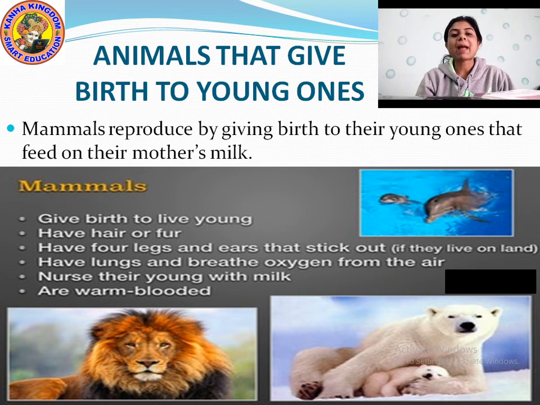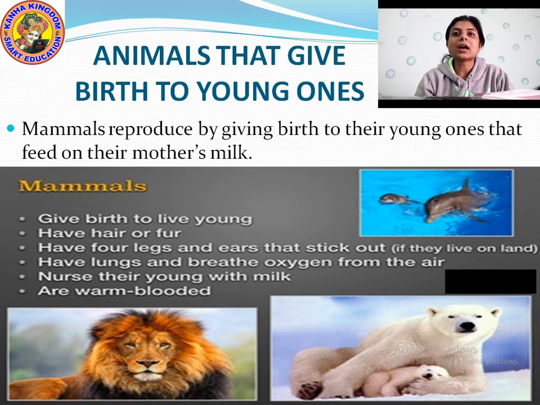Mammals have 4 legs and ears that stick out even if they live on the land. They have 4 legs and they have ears that stick out. These ears come out, that is called stick out. Then they have lungs to breathe. Mammals breathe through their lungs, and they take oxygen from the air.